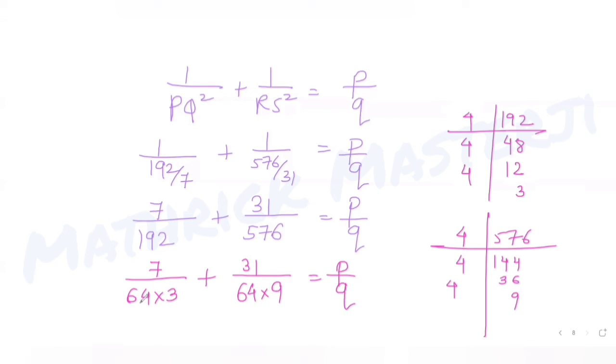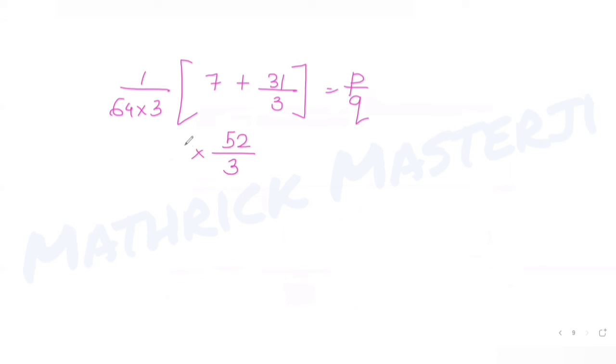So 64 into 3, basically I can take entire thing common. So if I take that, 1 over 64 into 3 common, I am left with 7 plus 31 over 3, and it's equal to P over Q. So if I solve this, 21 plus 31, 52 divided by 3 into 1 over 64 into 3. So if I'm solving this now, this cancels to 4 times 13. This cancels to 4 times 16. So I get from here 13 over 16 into 9 is 144, which is P over Q.